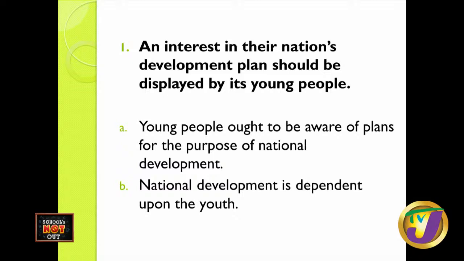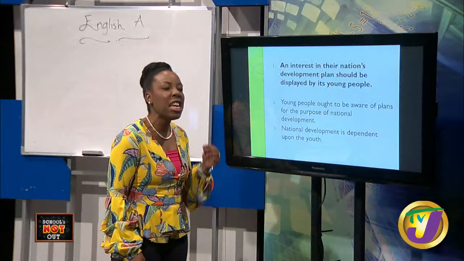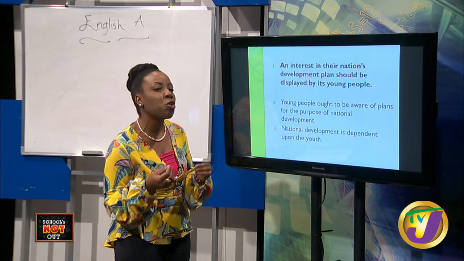So remember, the original sentence says, an interest in their nation's development plan should be displayed by its young people. So young people should show an interest in the nation's or the country's development plan, right? Now let's look at A, the first option. Young people ought to be aware of plans for the purpose of national development. What is in A that prevents it from being an equivalent sentence? If the word that jumps out at you is aware, then yes, you are on the right track. Because the original sentence requires interest. We could be aware, but not necessarily interested. So it's not an equivalent idea.